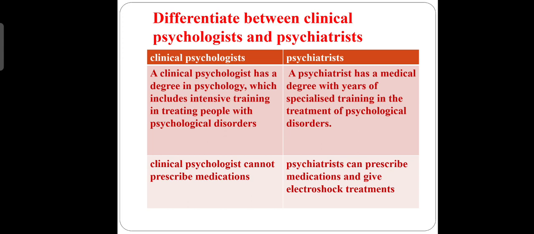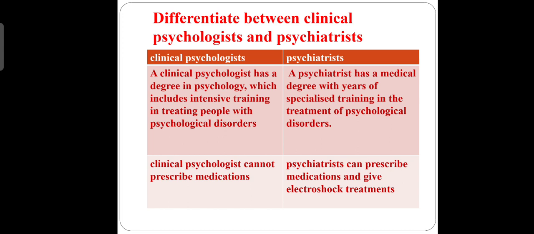Now there is a difference between a clinical psychologist and a psychiatrist. Remember, children, and listen carefully. A clinical psychologist has a degree in psychology, MA or MSc, MPhil, PhD, which includes intensive training in treating people with psychological disorders. That means a clinical psychologist has a degree in psychology, but a psychiatrist has a medical degree, MBBS, then MD.